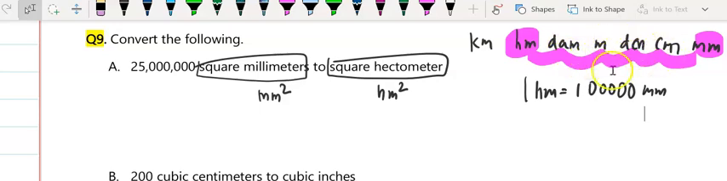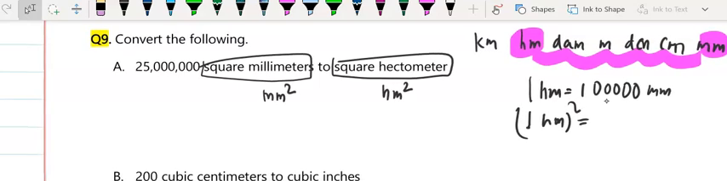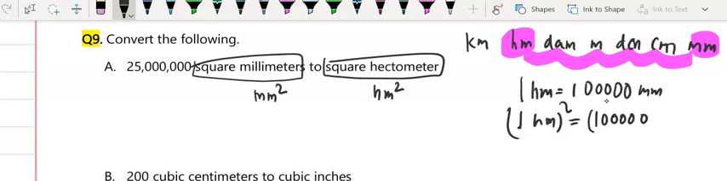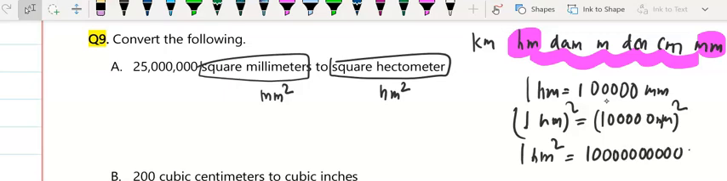So now 1 hectometer square equals 100,000 millimeter square. So this is the same as 1 hectometer square equals 1, after 1 you have 10 0s, 1 2 3 4 5 6 7 8 9 10, millimeter square.